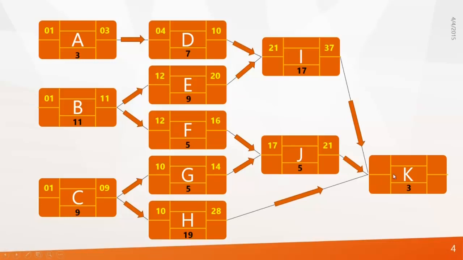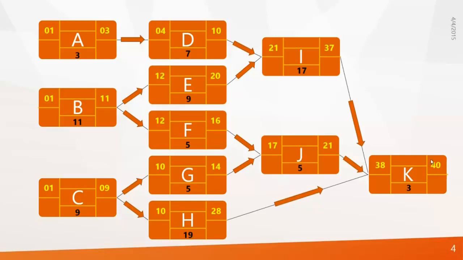Now let's go for the fourth and final level, K. As it is waiting for I, J and H to complete, pick the longest duration, that is 37, and plus 1 makes 38 the early start of K. And the early finish of K becomes 40. As K is the last activity in our project, we can say that the project will finish on day 40. This method of calculating early start and early finish is called the forward pass.